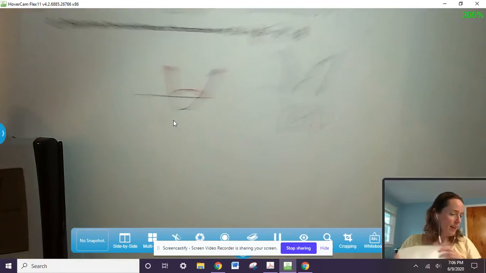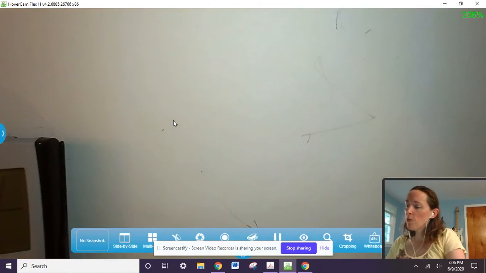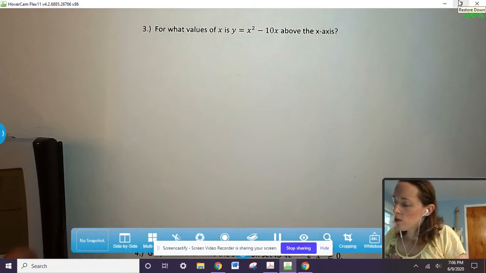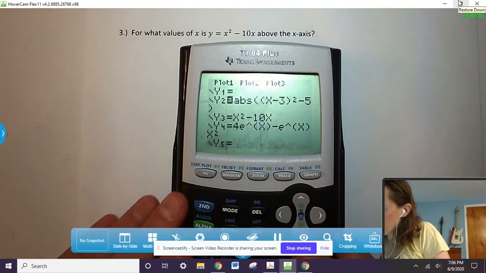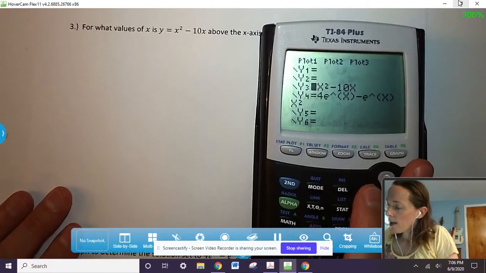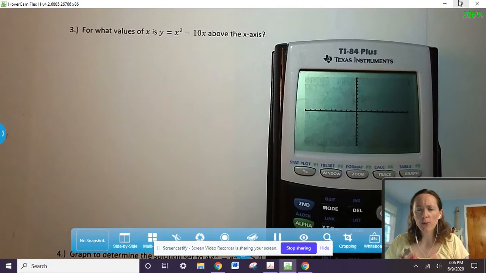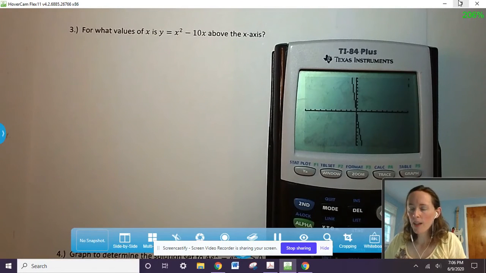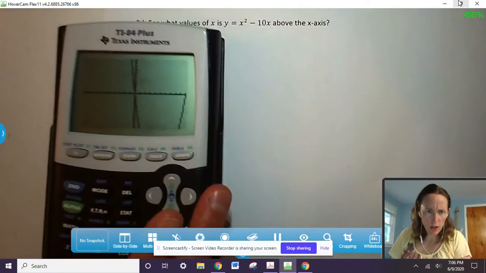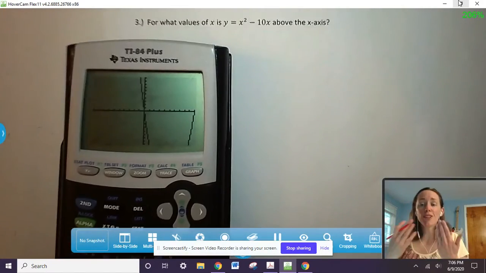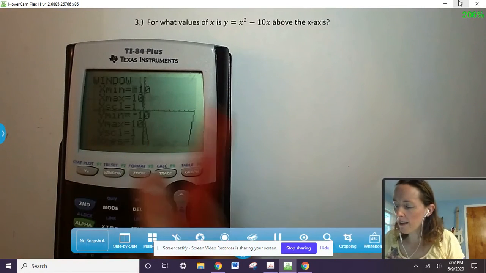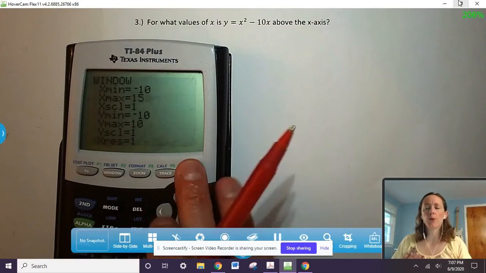Okay. Up next, for what values is this function above the x-axis? So let's go ahead and use our calculator for that. You can type x squared minus 10x in there, and I'm going to go back to Zoom Standard. I think I was there already. And we want to know where it's above the x-axis. This is just a parabola, so I can't really see it too well right now, so let's practice changing our window. I want to see further to the right. I don't technically have to, but I want to because I want to see this parabola.